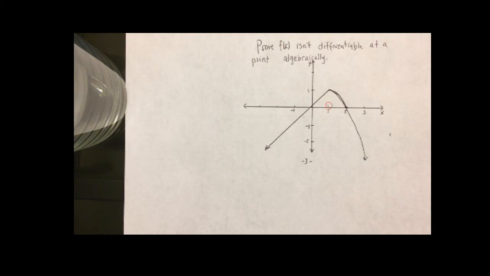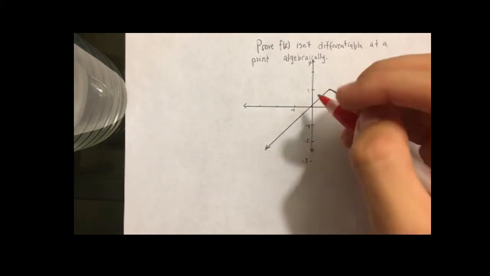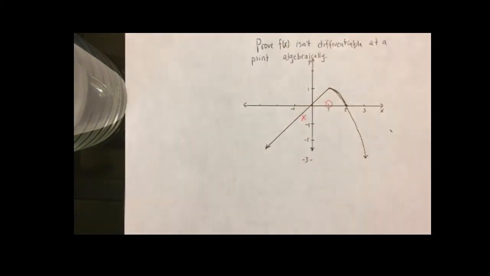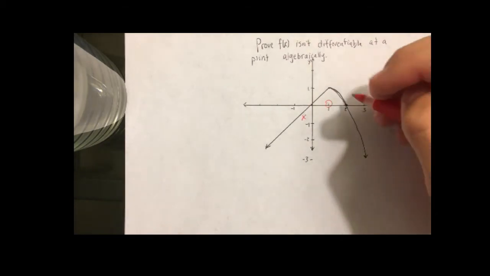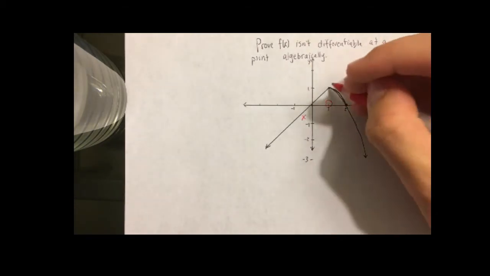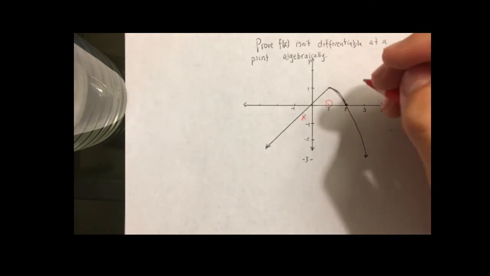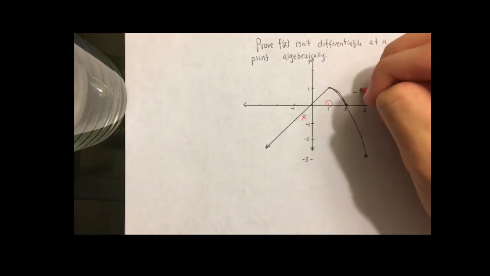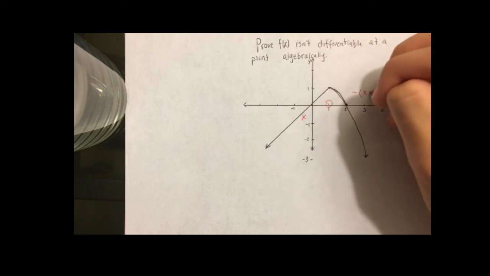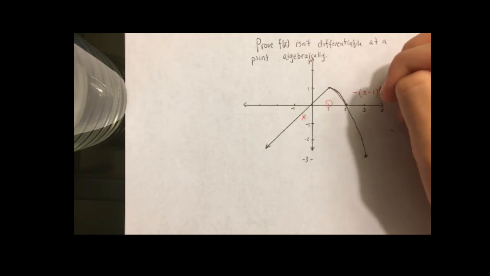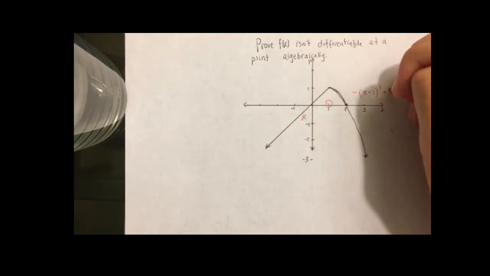Let's first start by writing the equation of this piecewise function. So we can see that when x is less than 1, it's the function x. And when it's greater than 1, it's a negative quadratic. So we'll start with negative quantity x minus 1, shifted to the right one, squared, plus 1, shifted up.